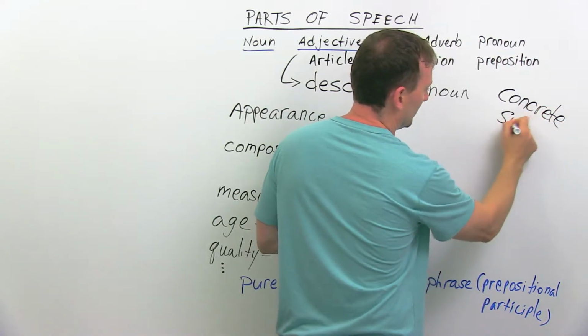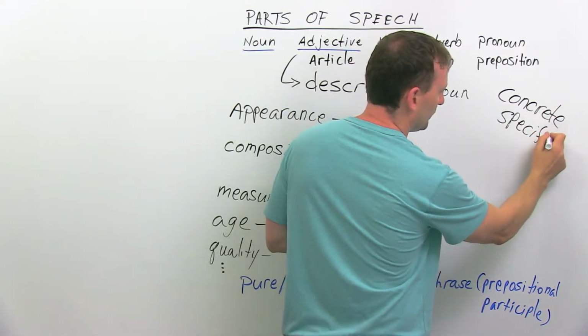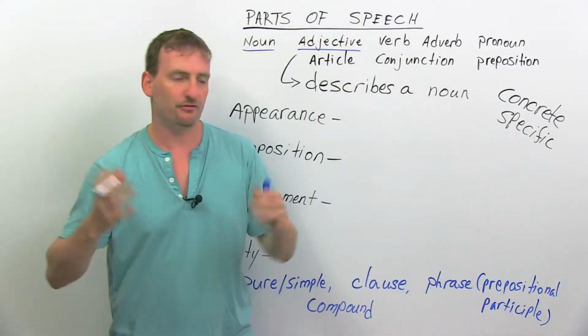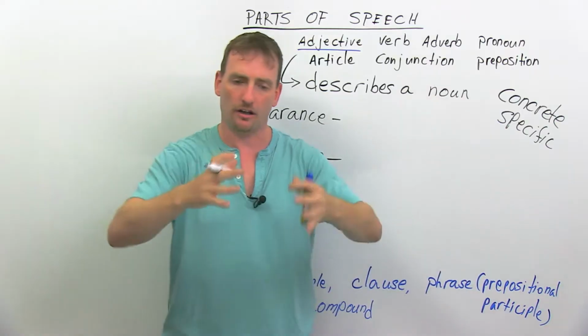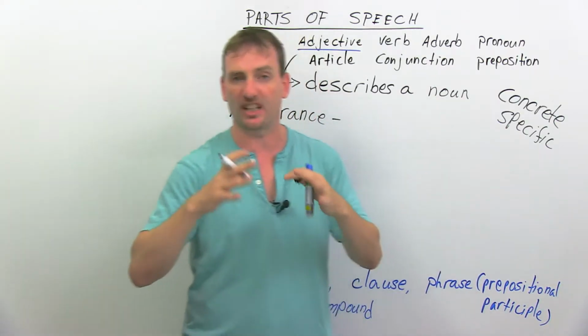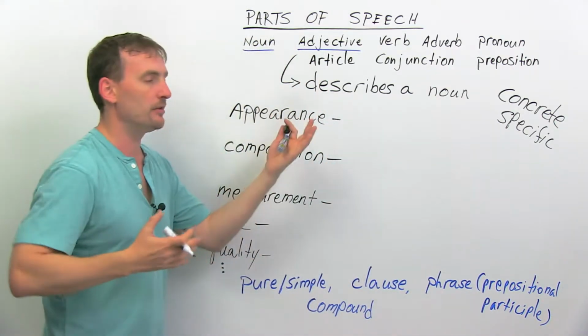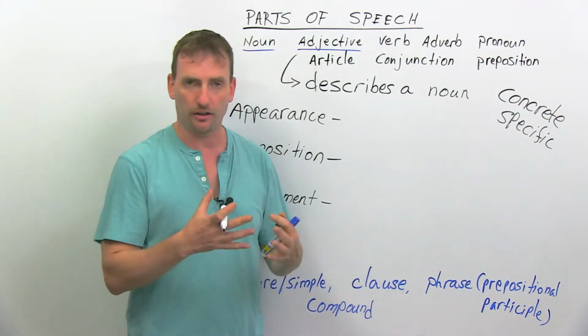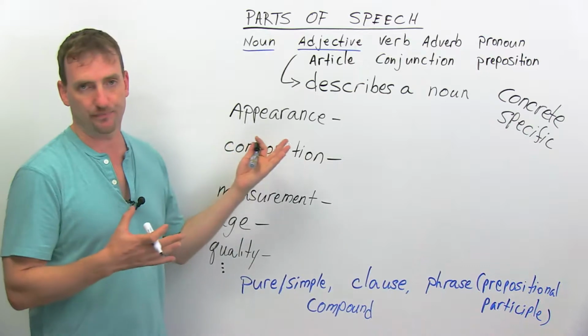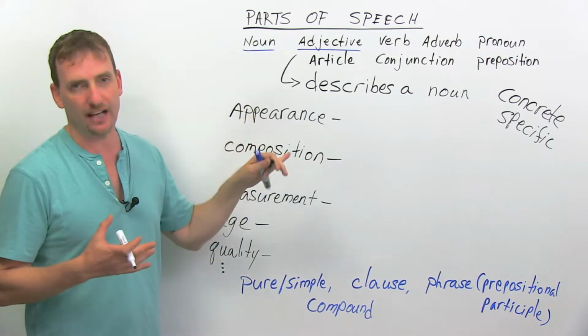Or specific is another good word. So the opposite of abstract is concrete. So abstract could be anything. Concrete is very specific and everybody can relate to the same thing. So how do you make something abstract? How do you make an abstract noun concrete? You describe it. You describe it using adjectives.